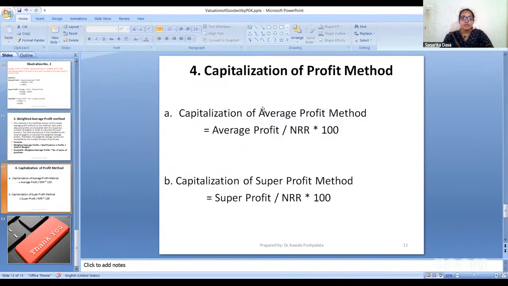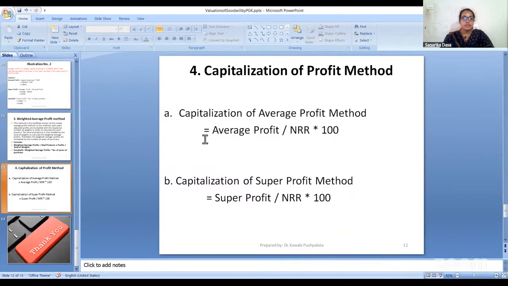And the last one you have is the capitalization of profit method, where average profit divided by normal rate of return into 100 gives us the goodwill under the capitalization of profit method. It is average profit if it is the average profit method. If it is the super profits method, super profit divided by normal rate of return into 100. Depending upon the type of question, what they ask you in the question, we apply the same formula.